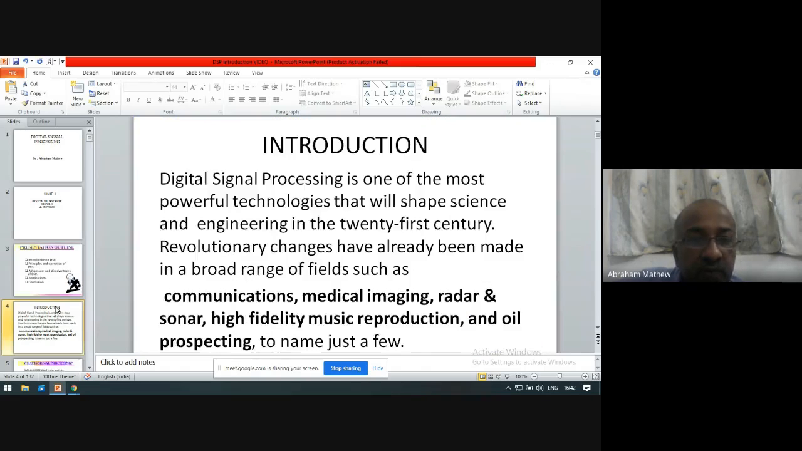So we are all familiar with this term, digital signal processing. This DSP is having wide applications in various fields such as communication, medical imaging, radar, forensic, and much more.